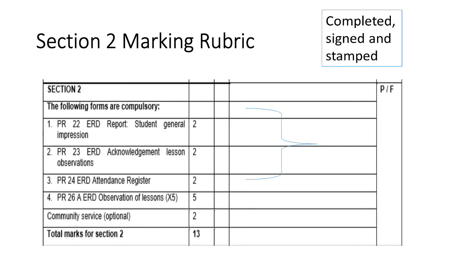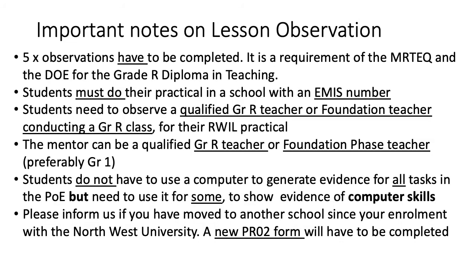And remember, these are the compulsory forms. You must make sure you've got the PR22 ERD, the PR23 ERD, the PR24 ERD, the PR26A ERD, your community service. That's that letter that you sign to give consent. Please include that as well. Otherwise, you'll lose 2 marks.